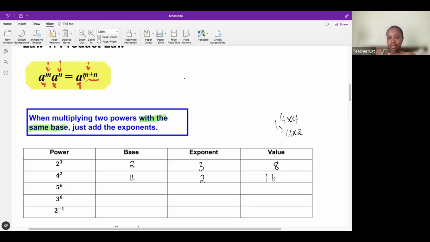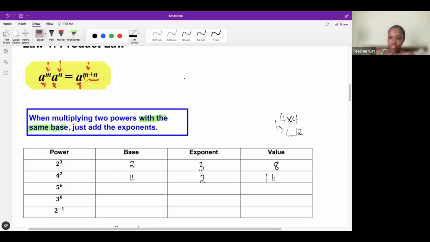Okay, these are not the same. Okay, let's go to the next one. We have a 5 to the power of 6. What is my base? 5. My exponent is 6, and the value, I love this participation that has now reached us. My value is 15,625.